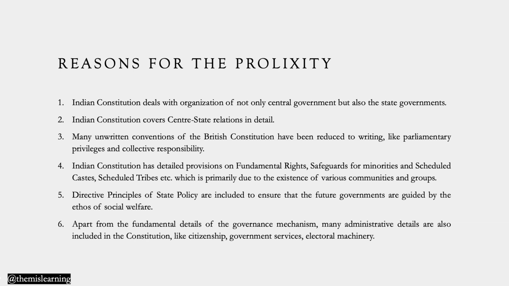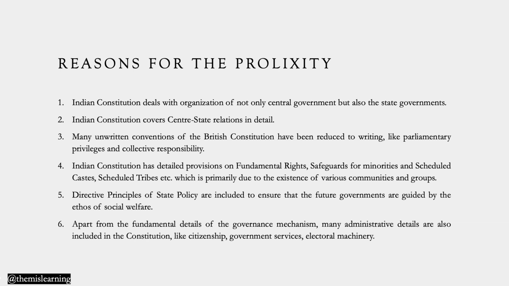Now, the Indian Constitution also has detailed provisions on fundamental rights. It has detailed provisions for safeguards of minorities and scheduled castes, scheduled tribes, etc., which are primarily due to the existence of various communities and groups. Unlike European nations, which are talking about one identity of the people there, we are a nation with diversity. We are a nation with multiple identities, multiple communities being governed by one single constitution. And hence, it becomes imperative for the constitution to host those provisions which are dealing specifically with certain specific groups.